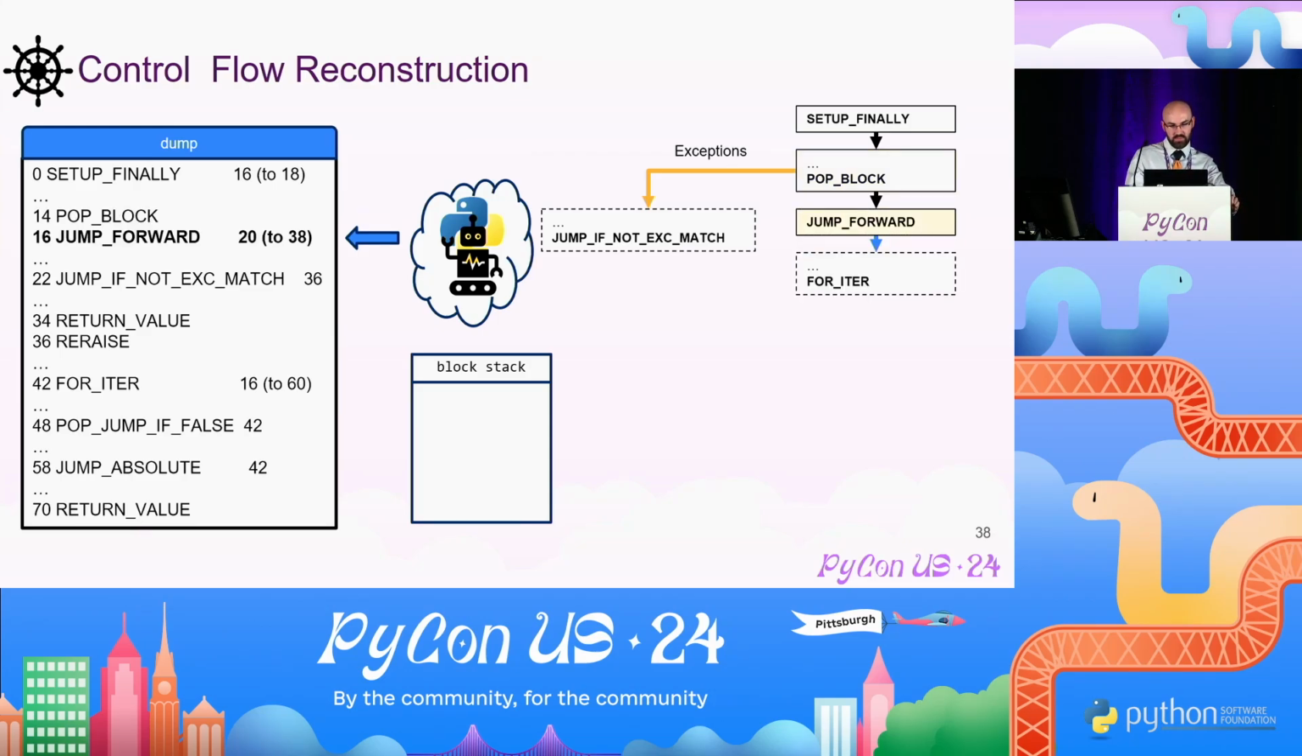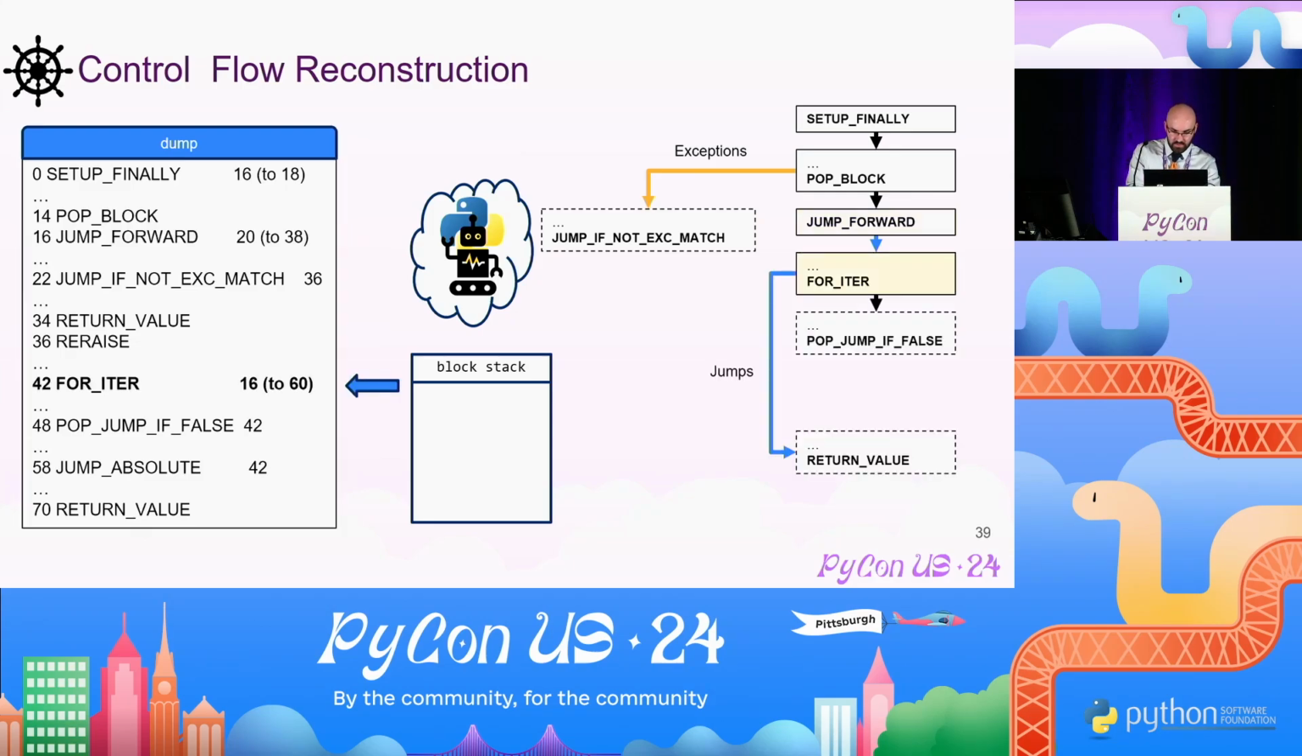And then if there's no exception raised, we'll go to this jump forward to jump past the except block in the bytecode. And then we get to this for iter, which either you can continue into the body of the loop, or if the iterator is completed, it will send you off to the end of the loop. If we return, then there's no more control flow.